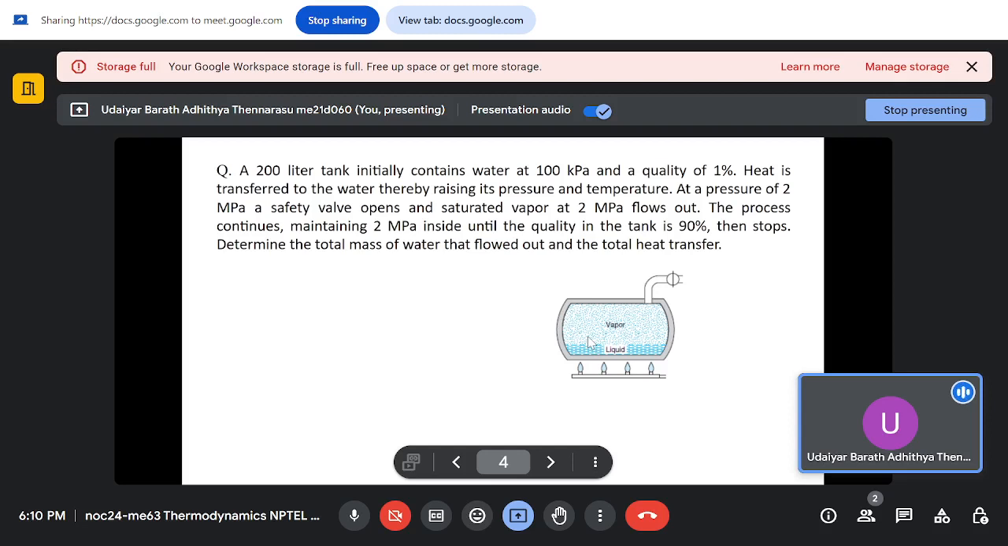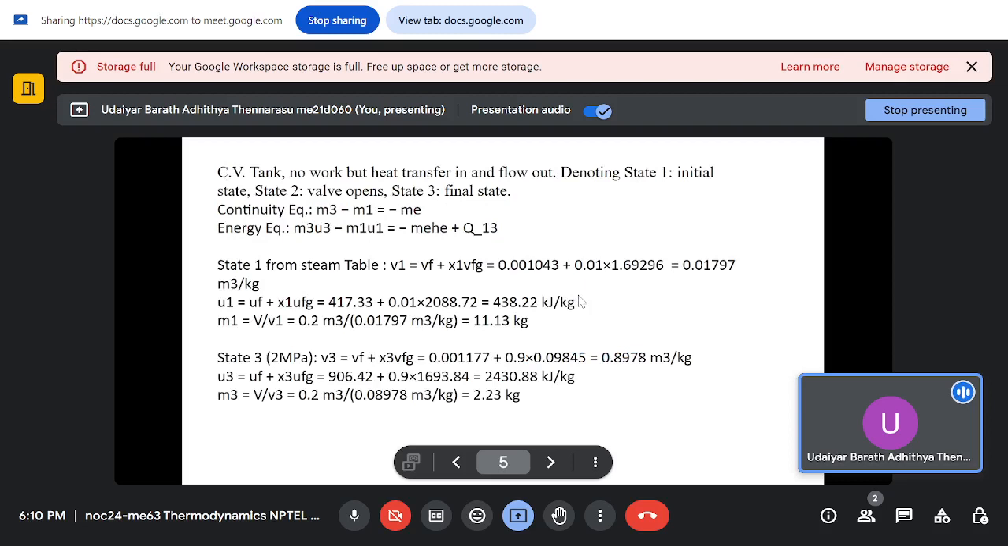and when you are heating it, this is a constant volume process, because your volume is constant. You are adding heat, so your temperature and your pressure inside the vessel will increase. Then when it reached 2 megapascal, your safety valve opened, and then you are again heating it. Now the pressure is maintained constant at 2 megapascal. So we'll see how to solve this.